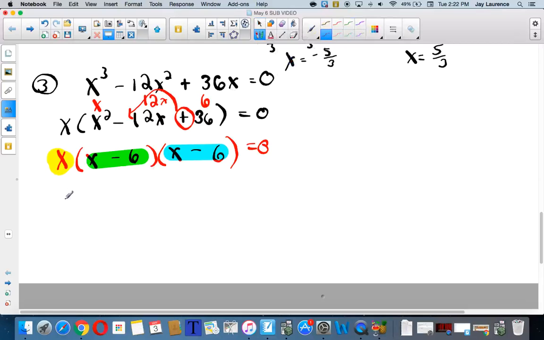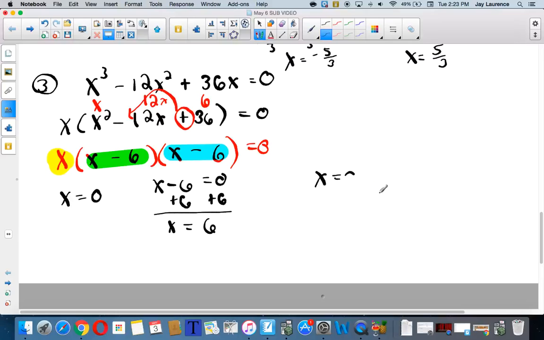So I take the yellow factor, set it equal to 0. I take the green factor, set it equal to 0. And I don't have to waste my time doing it with the blue factor because it's the same as the green one. So on this one, all I have to do is solve for x. On the yellow one, it's already solved. X is already alone. And so my 2 answers are x equals 0 and x equals 6. There you go.